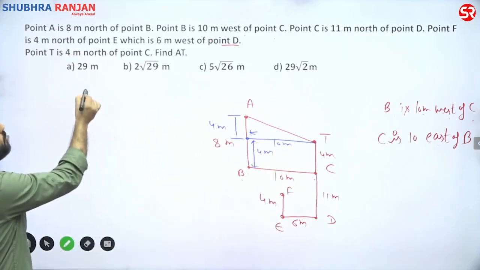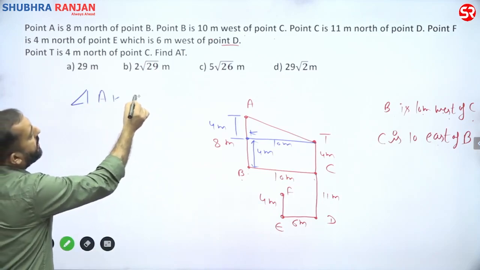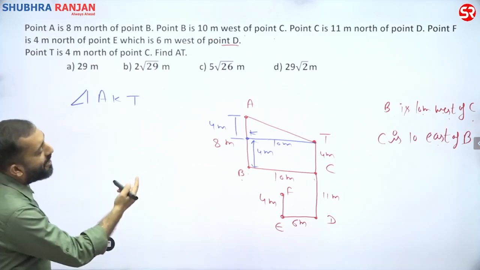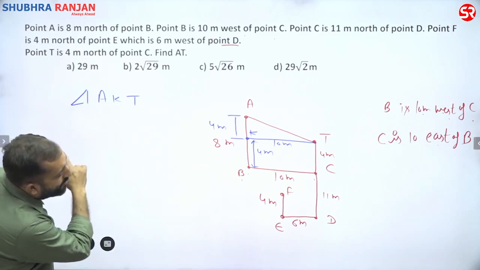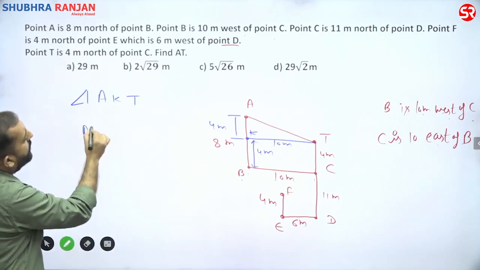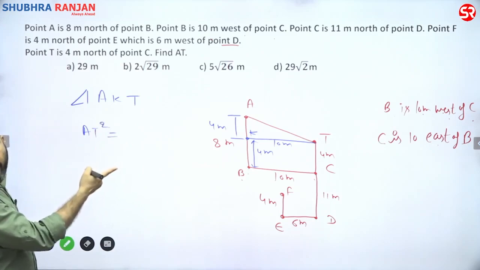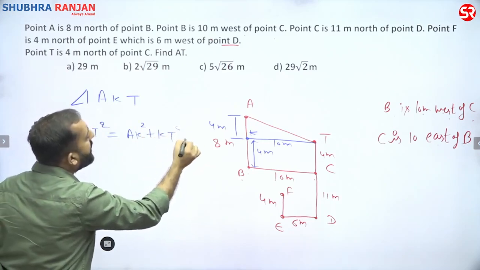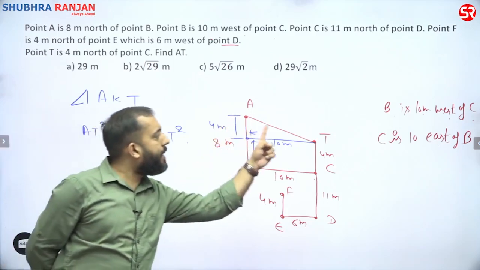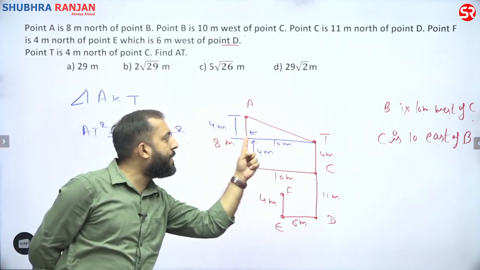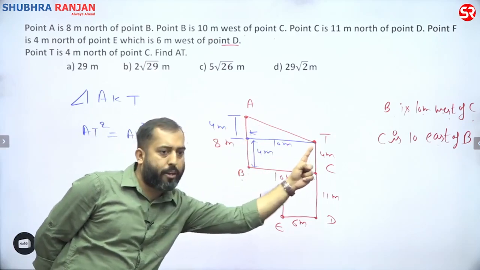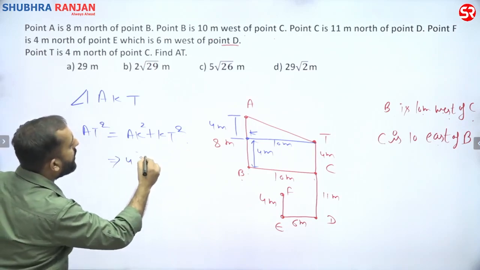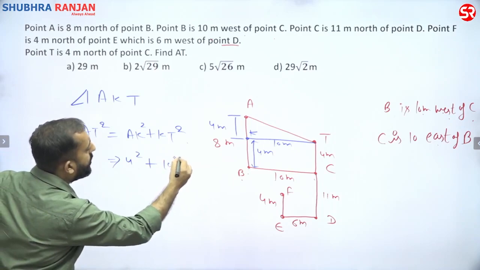Now paying attention to right angle triangle AKT. Now let's talk about this. So AT square, hypotenuse is going to be AT. AT square is equal to AK square plus KT square using Pythagoras theorem. AT is the hypotenuse, point K is 90 degree, AK square plus KT square. So AK square meaning 4 square and KT square meaning 10 square.